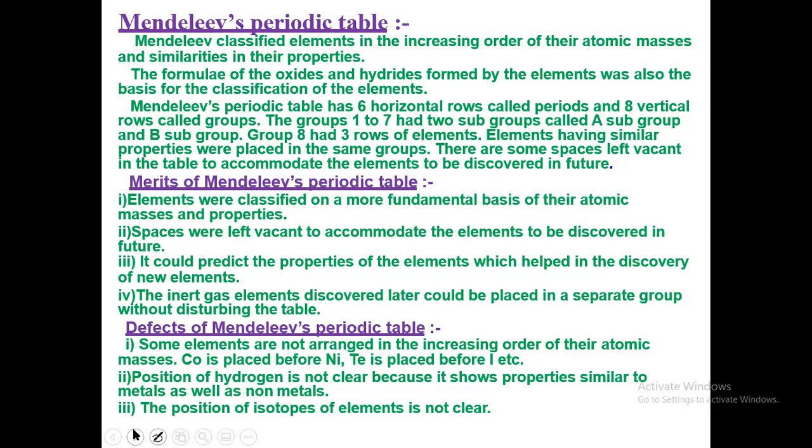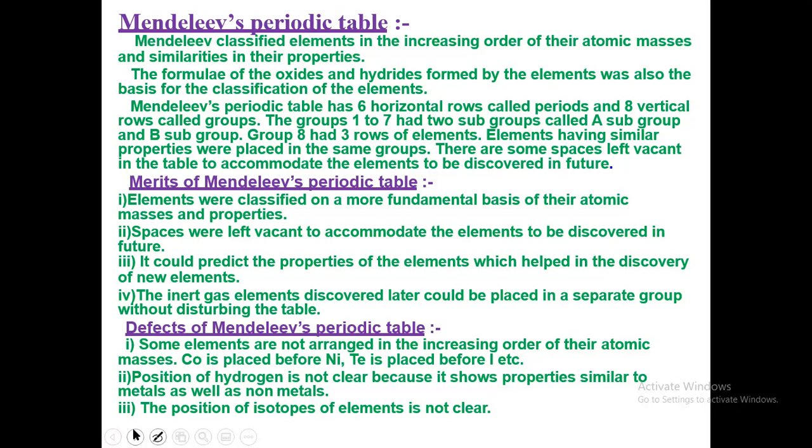Elements were classified on a more fundamental basis, that is, atomic mass and properties. Spaces were left vacant to accommodate elements which would be discovered in the future. It could predict the properties of elements, which helped in the discovery of new elements. The inert gas elements discovered later could be placed separately in a group without any disturbance in the table.